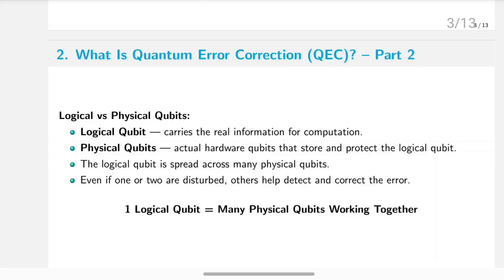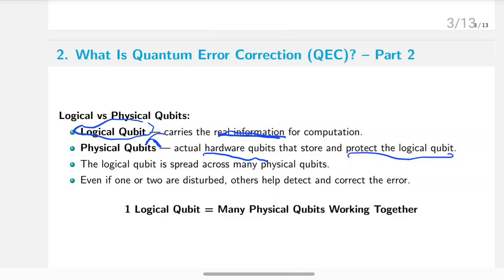Now what is a logical qubit? As I already said, the logical qubit is the one that holds the real information. But a physical qubit is a hardware particle, like an electron or a superconducting circuit, that carries the data and protects the logical qubit. The main information is in the logical qubit, and what the physical qubits do is protect it. It is like a bodyguard.